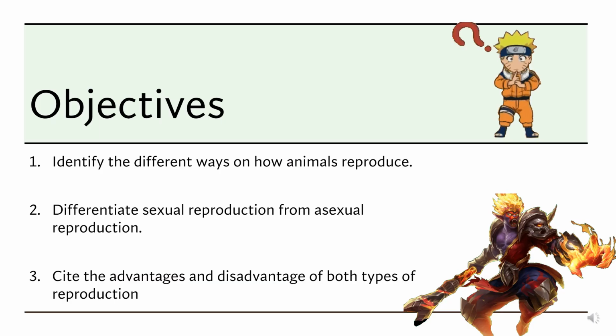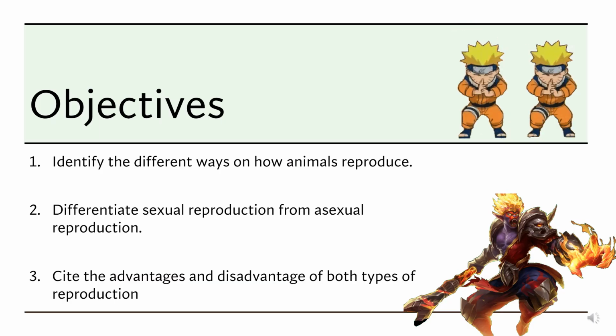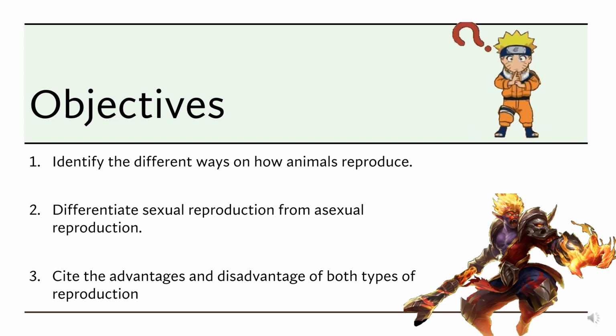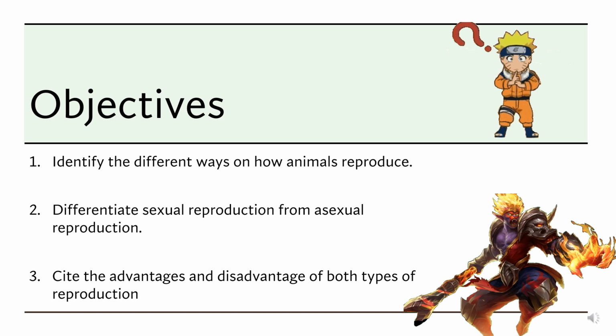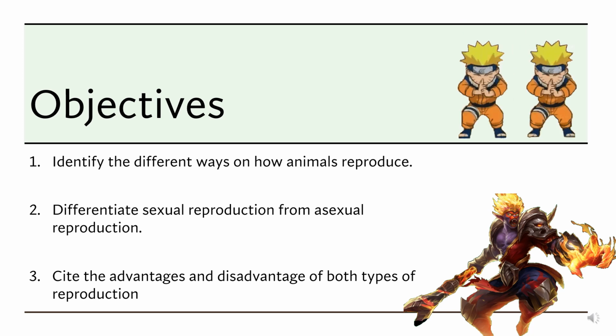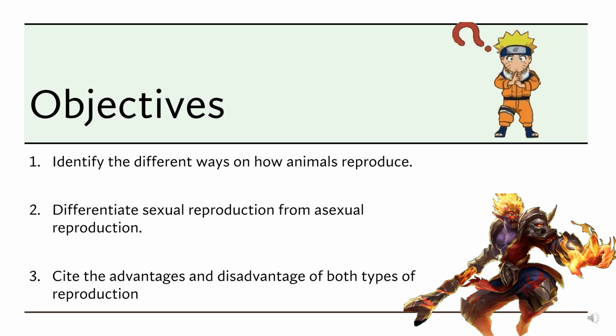So at the end of this discussion, you will be able to: 1. Identify the different ways on how animals reproduce. 2. Differentiate sexual reproduction from asexual reproduction. 3. Cite the advantages and disadvantages of both types of reproduction.